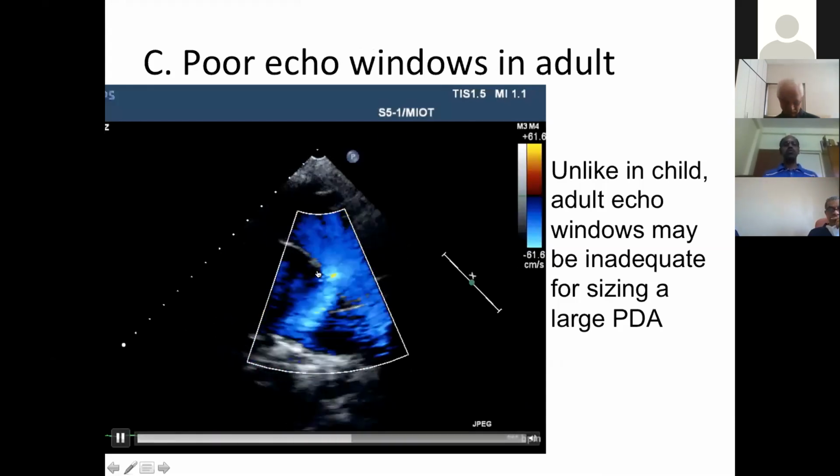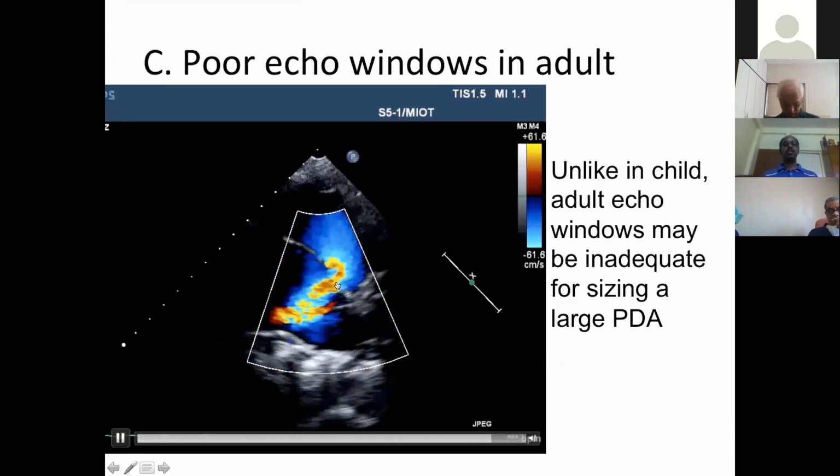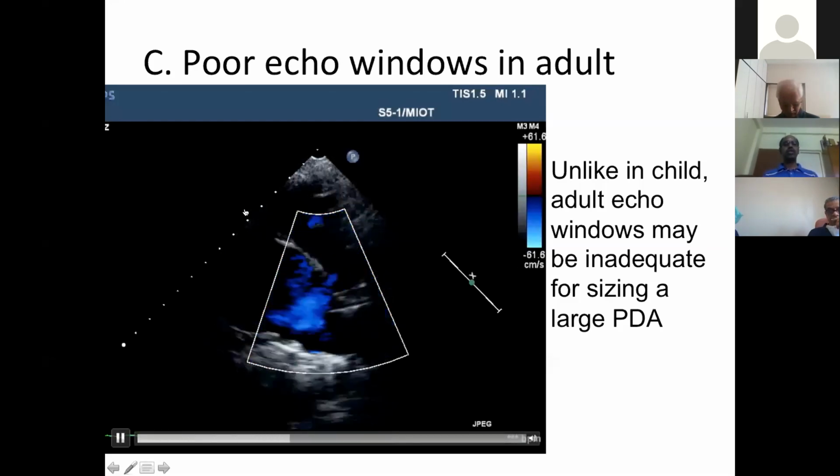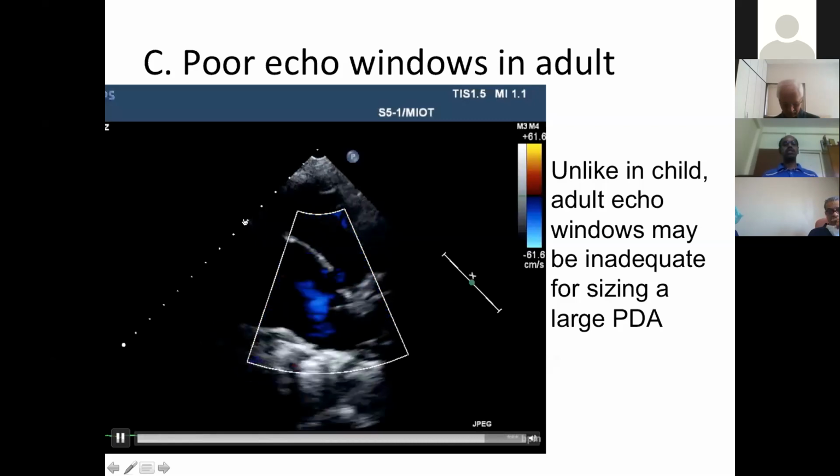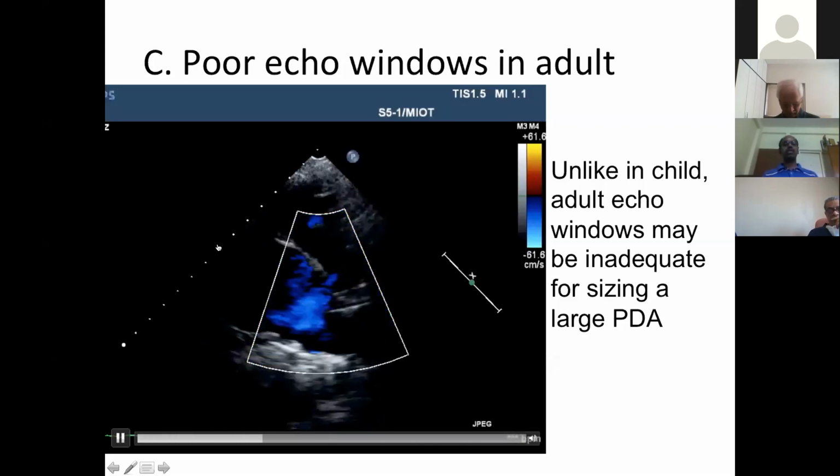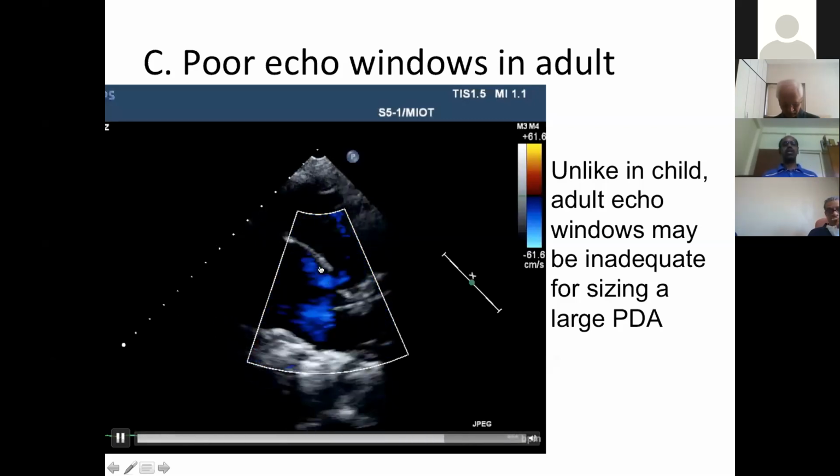A huge window-like ductus from an adult, which is shunting left to right, you can appreciate the markers, these two markers are 2 centimeters apart. So this PDA itself is 2 centimeters, a large PDA.